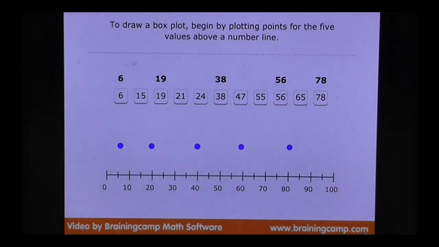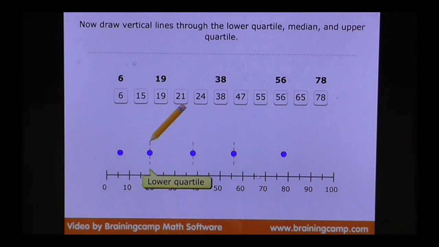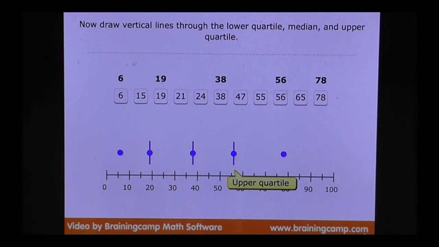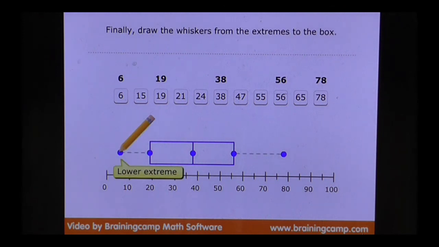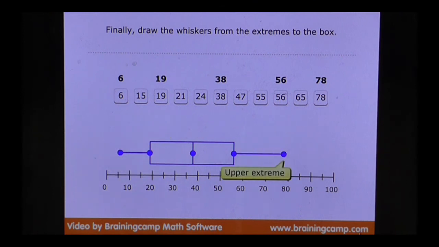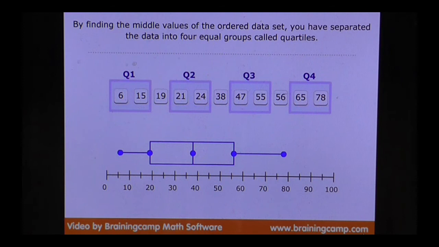To draw a box plot, begin by plotting points for the 5 values above a number line. Now draw vertical lines through the lower quartile, median, and upper quartile. Form a box by connecting the vertical lines from the lower quartile, median, and upper quartile. Finally, draw the whiskers from the extremes to the box. By finding the middle values of the ordered data set, you have separated the data into 4 equal groups called quartiles.